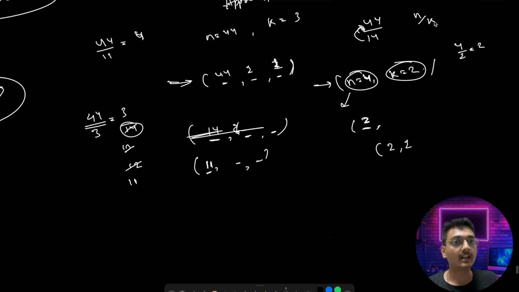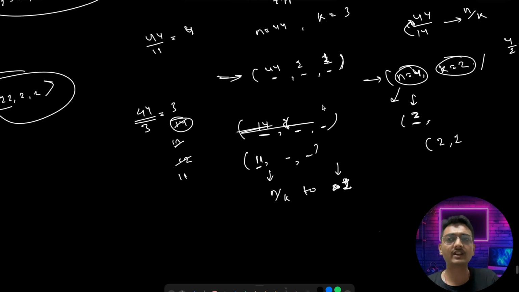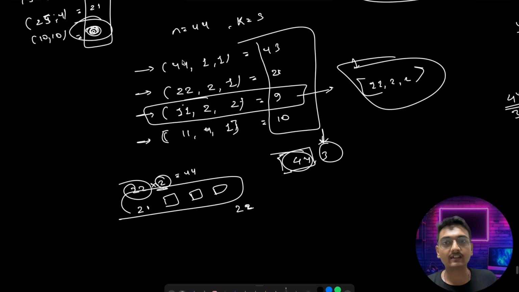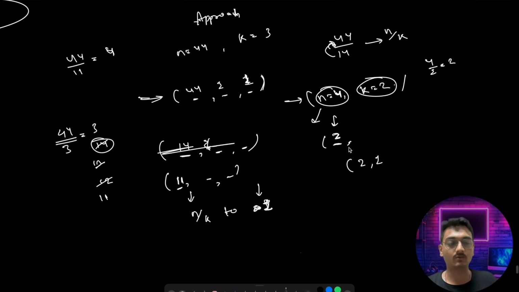N by k. n by k will be the term which I will be fixing here, and eventually I will not stick to this n by k. I will go from n by k till 0, or maybe you can say till 1 only, for every recursion call. I will call recursion unless I am reaching k equal to 1. At k equal to 1, our task is simple.